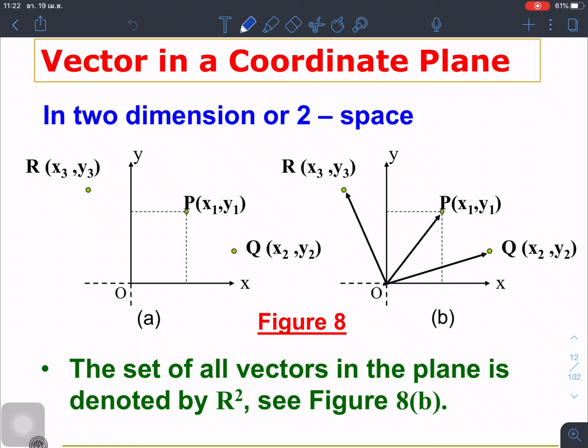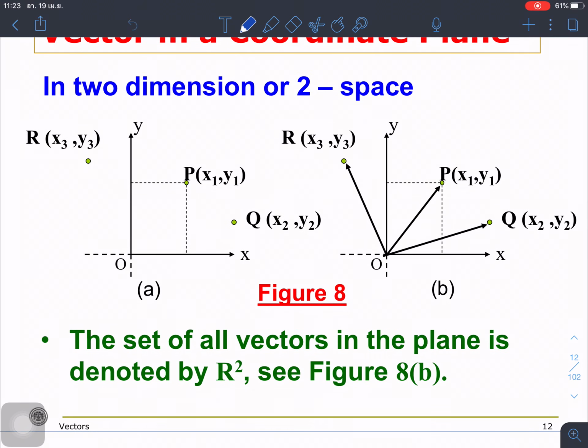For two-dimensional, you can think of the xy plane. You only have two variables to consider. And in three-dimensional, it's going to be 3D, so it's going to have x, y, and z. So let's take a look at dimension 2 first.